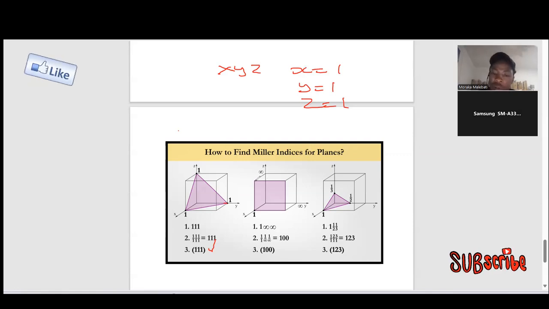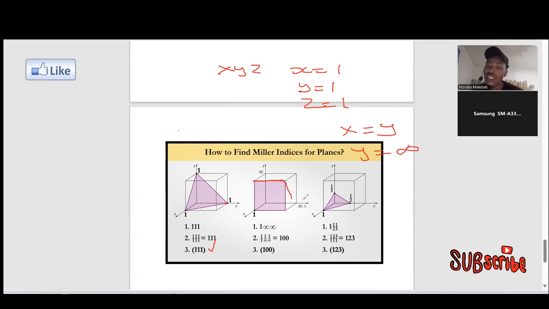Now, we have got this plane. Clearly, we see that this plane intersects, we only have x-intercept. Yes, but do we have y-intercept? No, because this plane does not intercept the y-axis. So they are both parallel. You can see this plane and the y-axis are parallel. They will never meet. So you write the infinity. Now the z, do they intercept? No, they are parallel to one another. You write the infinity. Now we take the reciprocals, 1 over 1, 1 over infinity, 1 over infinity.